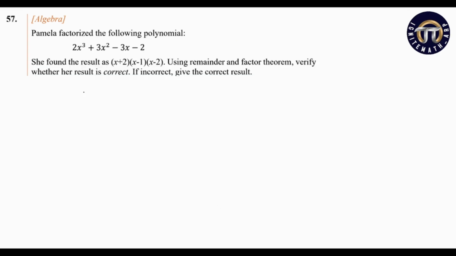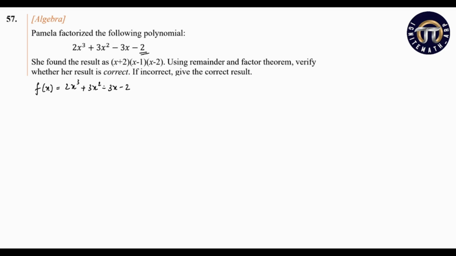Now let's move to the next question. Pamela factorized the following polynomial. These are the given polynomials. She found the result as x plus 2, x minus 1, x minus 2. Using the remainder and factor theorem, verify whether the result is correct or not. If it is incorrect, give the correct answer. So now f of x is equal to 2x cube plus 3x square minus 3x minus 2.